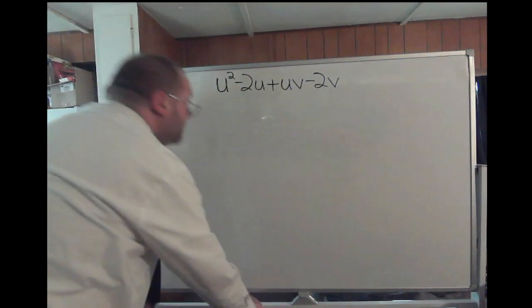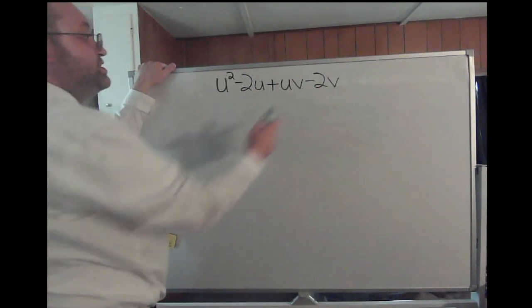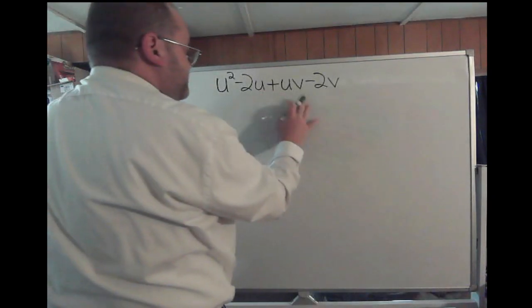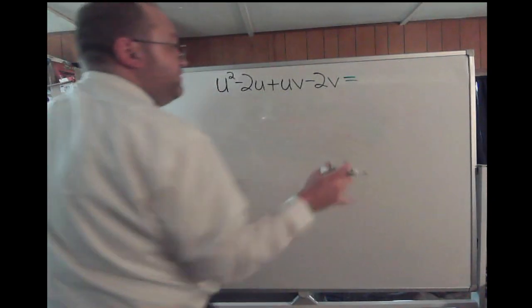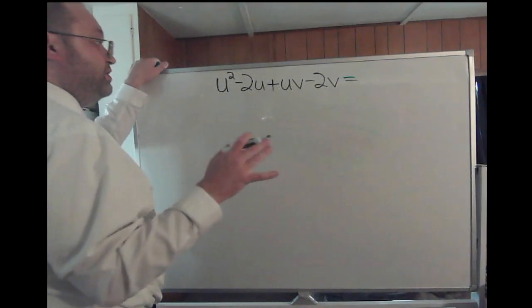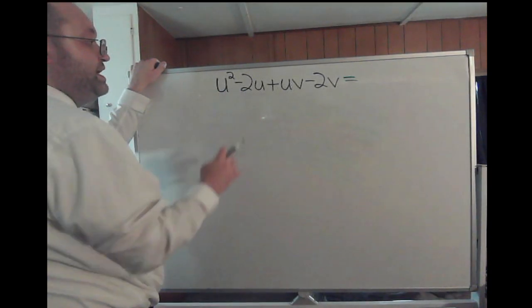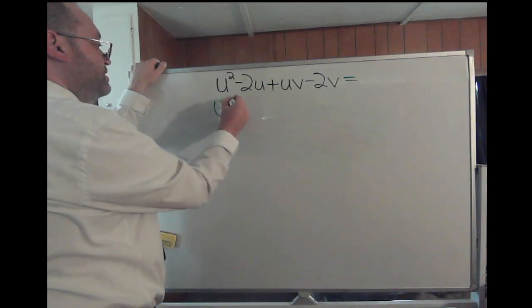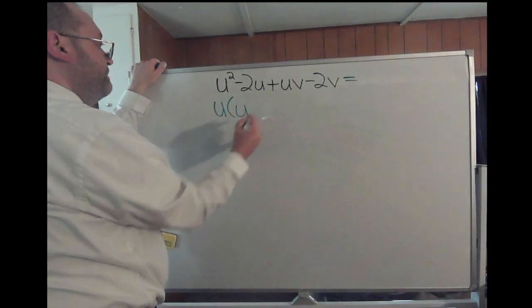Okay, so we got u squared minus 2u plus uv minus 2v. It looks like we're going to break these into groups of two terms again. I'm not saying you're going to do that for every problem we do today, but so far that's what it's been. Between u squared and negative 2u, they have a common u, which we can factor out. U times what equals u squared? Well, that'd just be u.